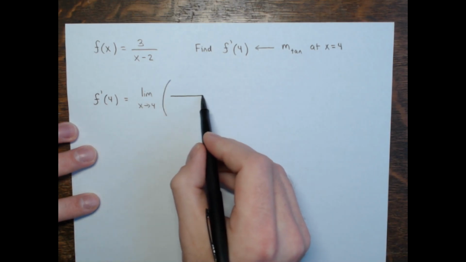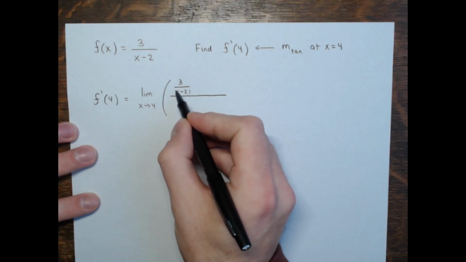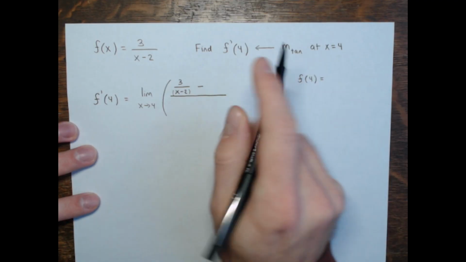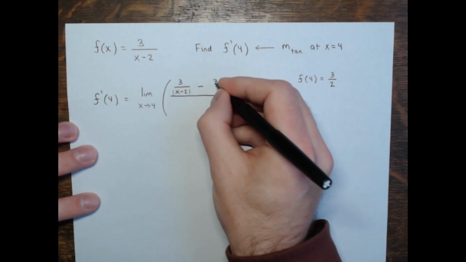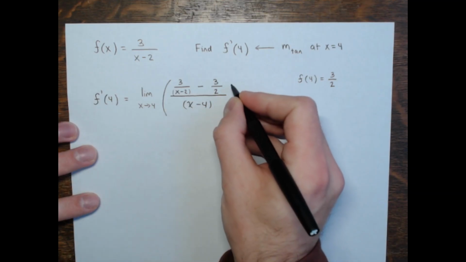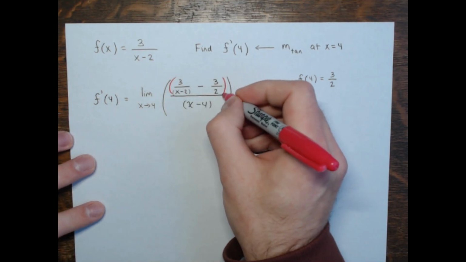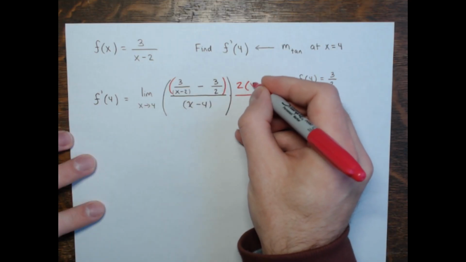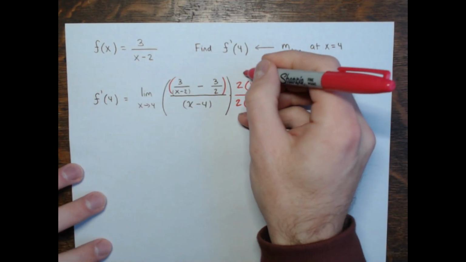And then the change in output is the value of f at x. So this 3 over x minus 2 minus, and then the value of f at 4 would be 3 over 2. Right, 3 over 4 minus 2. So minus 3 halves. And then divided by x minus 4. So again, we have one of those complex fractions. Multiply the entire thing up here and this down here by the LCD, or at least common denominator, which will be 2 times x minus 2. And this needs to be distributed up here, right?